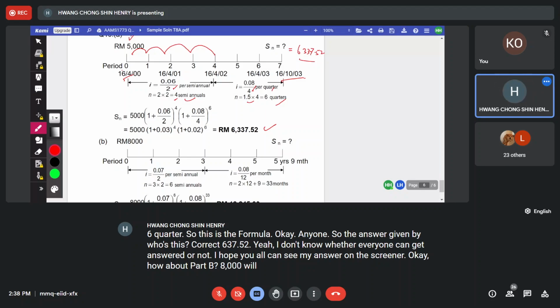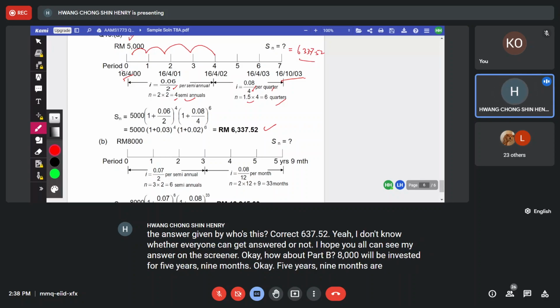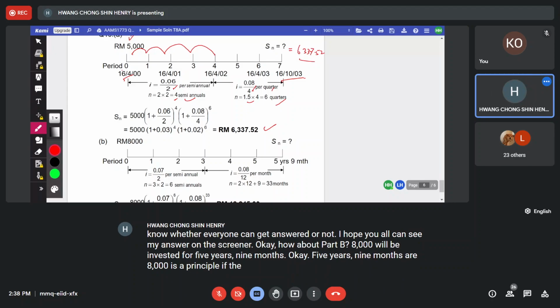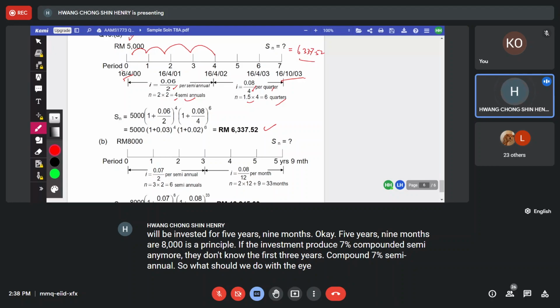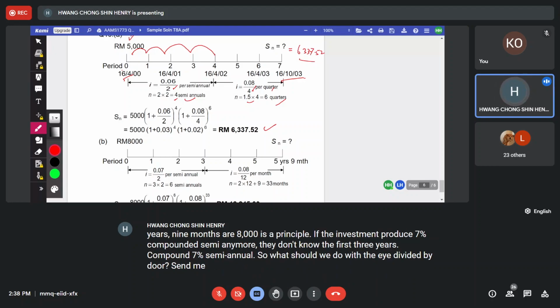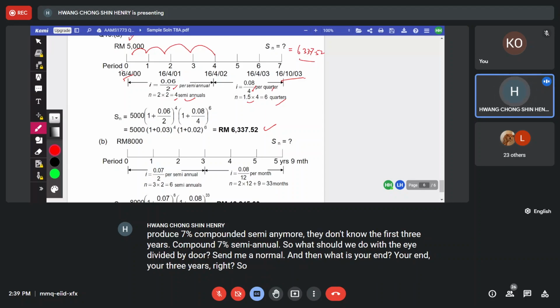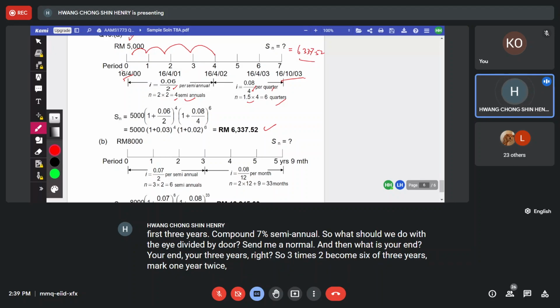8,000 will be invested for 5 years, 9 months. Okay, 5 years, 9 months, 8,000 is your principal. If the investment produces 7% per annum compounded semi-annual, take note, the first 3 years compound 7% semi-annual. So what should we do with the I? Divide by 2 semi-annual. And then what is your N? Your N, you have 3 years, right? So 3 times 2 becomes 6. 3 years, 1 year twice compound. So 3 years means 6 now.